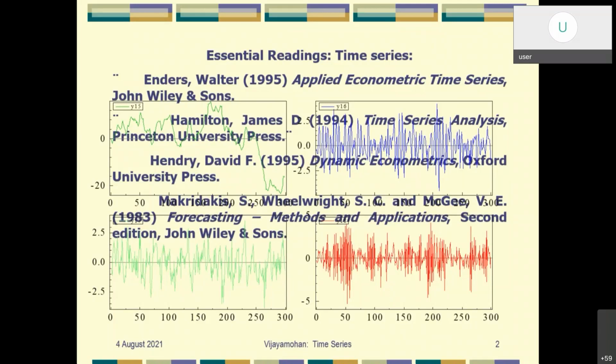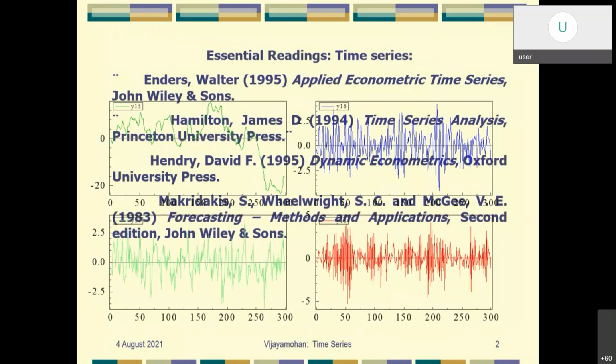Then, for the classical time series analysis, the best book is by Makridakis and Wheelwright, Forecasting Methods and Applications. This is a big book, but everything is very, very simply explained with illustrations. A lot of examples are given. This is the best book for ARIMA modeling, the theory of ARIMA modeling. Of course, there are a large number of books in the market. For example, I have shown the financial econometrics books. So all those books are dealing with time series analysis.